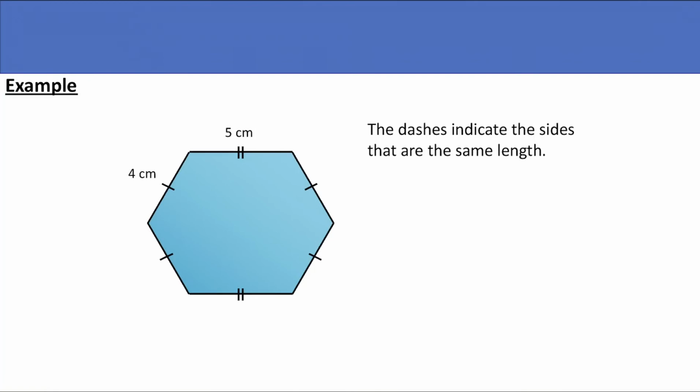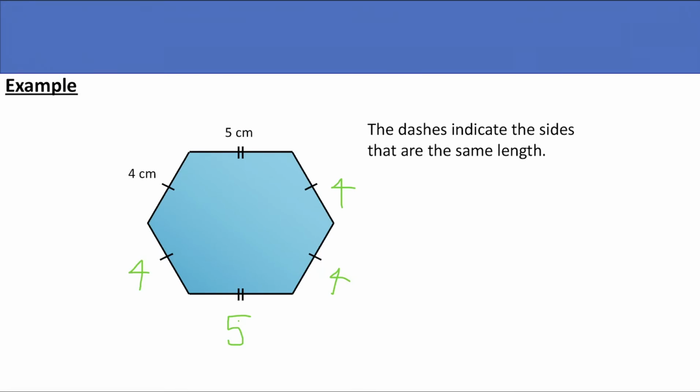Now going through a final example. When we have this shape, you've got some dashes on the sides. The dashes tell you which sides are equal, and if there's no dashes, it means it's not equal to anything. It'll be its own length. So this 5 centimeters has 2 dashes, therefore the side opposite it, which has 2 dashes as well, is 5. The 4 centimeters has 1 dash, therefore all the other sides that have 1 dash are also 4 centimeters.